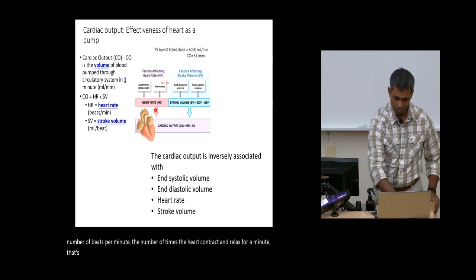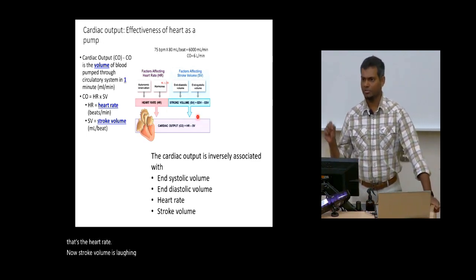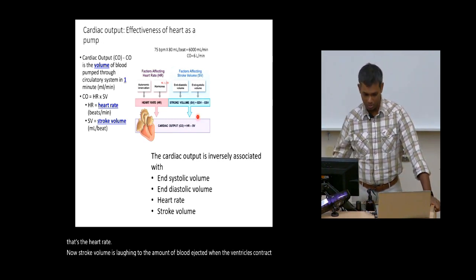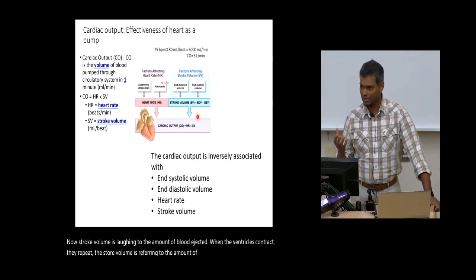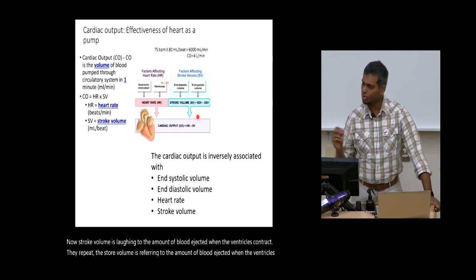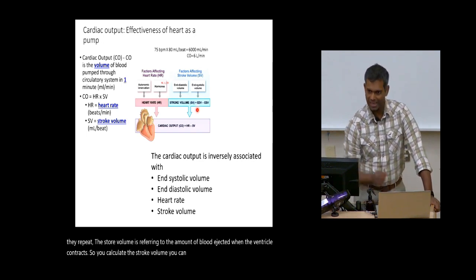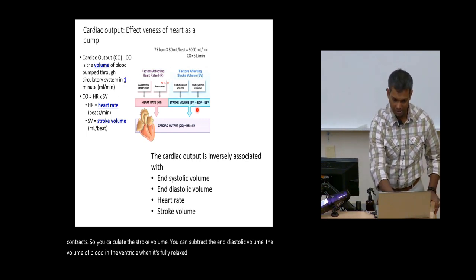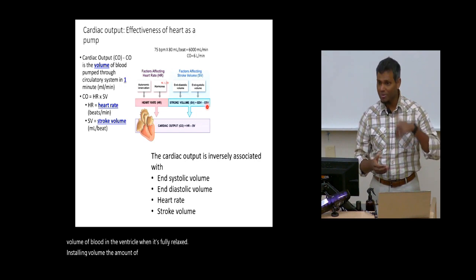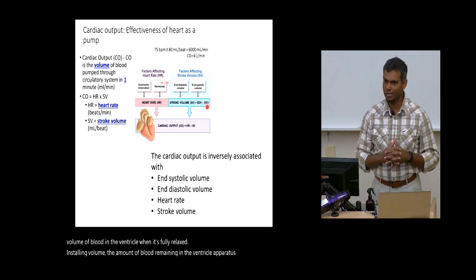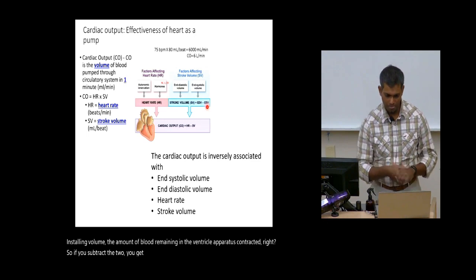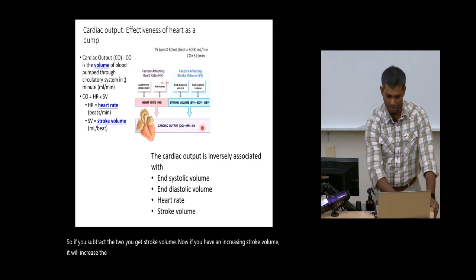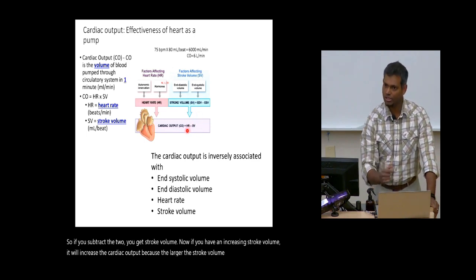That's the heart rate. Now stroke volume is referring to the amount of blood ejected when the ventricles contract. I repeat, the stroke volume is referring to the amount of blood ejected when the ventricle contracts. So to calculate the stroke volume, you can subtract the end diastolic volume, the volume of blood in the ventricle when it's fully relaxed, minus the end systolic volume, the amount of blood remaining in the ventricle after it has contracted, right? So if you subtract the two, you get stroke volume. Now if you have an increase in stroke volume, it will increase the cardiac output, because the larger the stroke volume, the more it increases cardiac output.